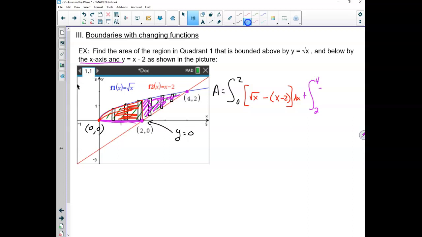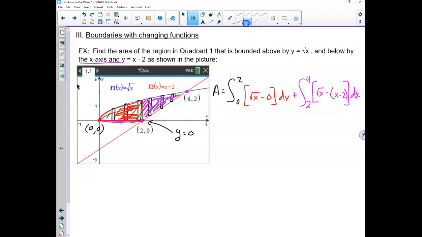Now my top curve is still the square root of x minus my bottom curve. Oh, Kruger, you screwed up that first one, didn't you? Everybody's screaming, saying, whoa, what are you doing, Kruger? Your lower curve is not what you just said it was. My lower curve here is y equals 0, so it's minus 0 dx. I'm sorry. And then we're going to add this other integral from 2 to 4, and that's going to go from the square root of x minus, now my bottom curve is at x minus 2 dx. And it's going to find it for me that way.